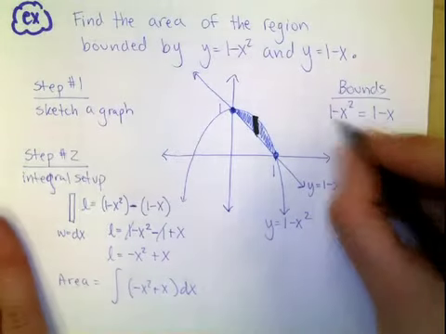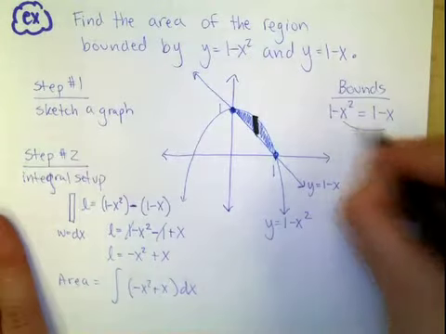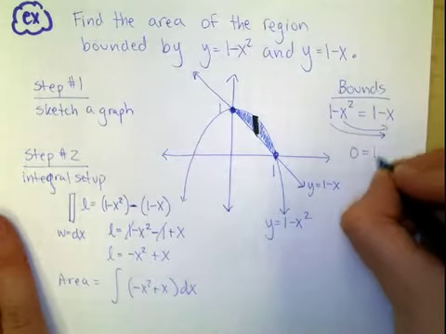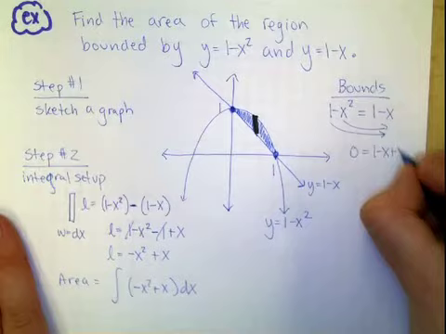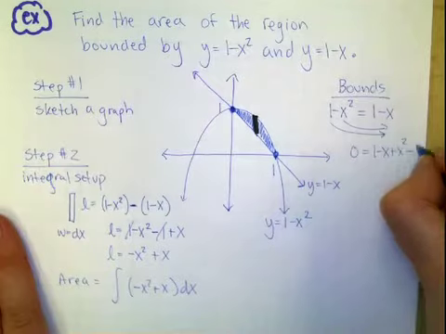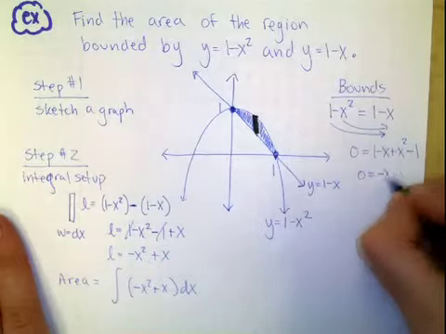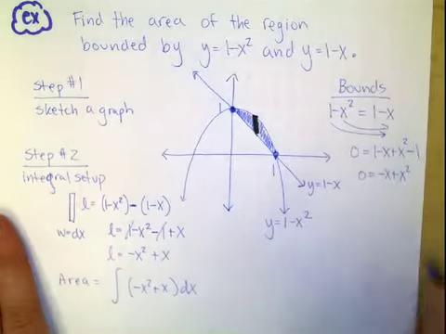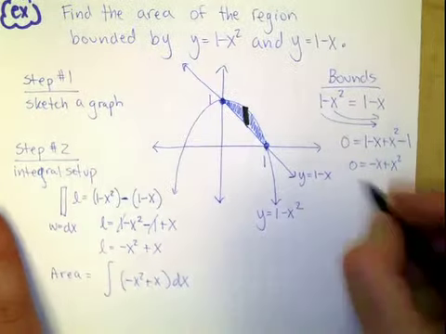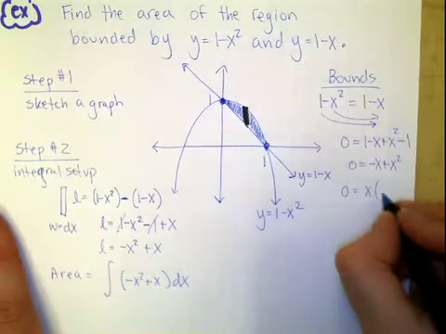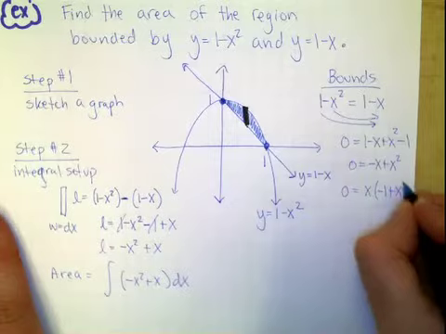I'm going to add all this stuff over. Like I'm going to take this and move them over. So 0 equals 1 minus x plus the x squared and then minus the 1. And I'm going to get 0 equals negative x plus x squared. The 1's will cancel. And to solve this, I'm going to factor out an x. So 0 equals x times negative 1 plus x.